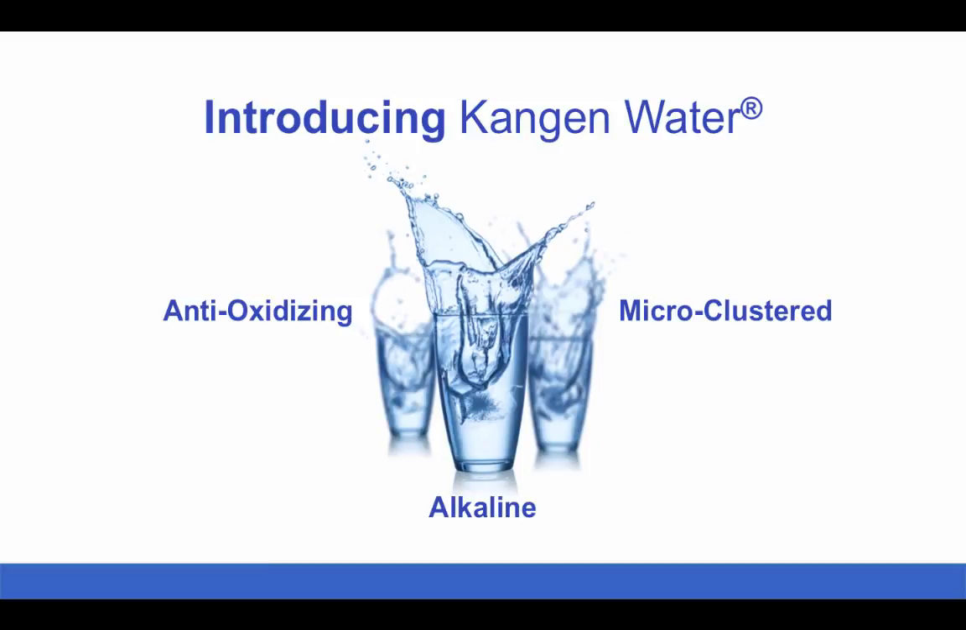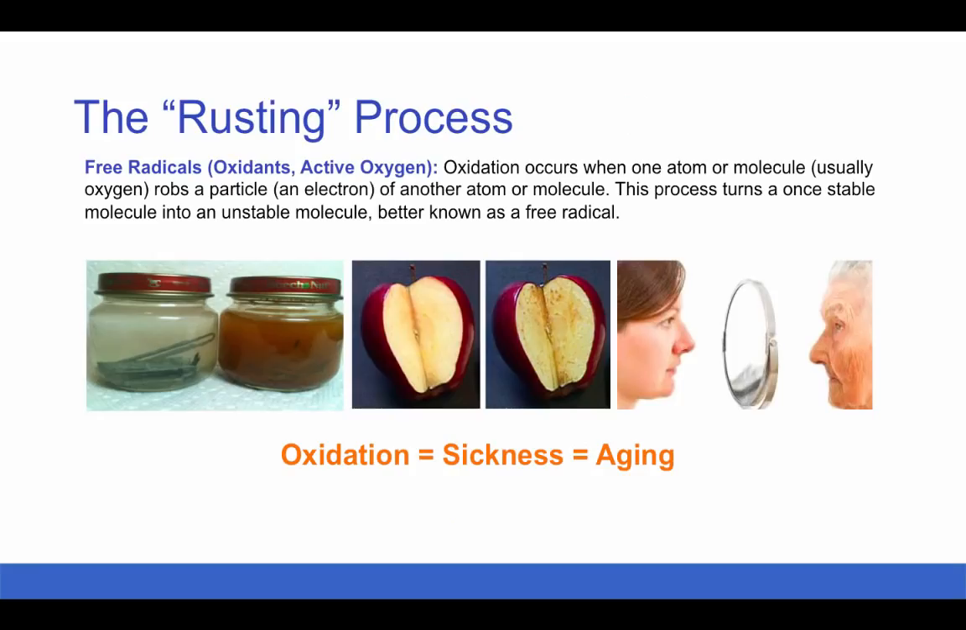Here you have three properties: the anti-oxidizing property, the alkaline property, and the microclustered element of the water. So here's where you can start with your presentation. You talk about, first of all, oxidation. What is it? From the pictures, you see some rusty nails, you see an apple turning brown after a few minutes, you can see the woman looking in the mirror. I thought that was a really cool picture of just how the skin ages. So we understand that oxidation equals aging.